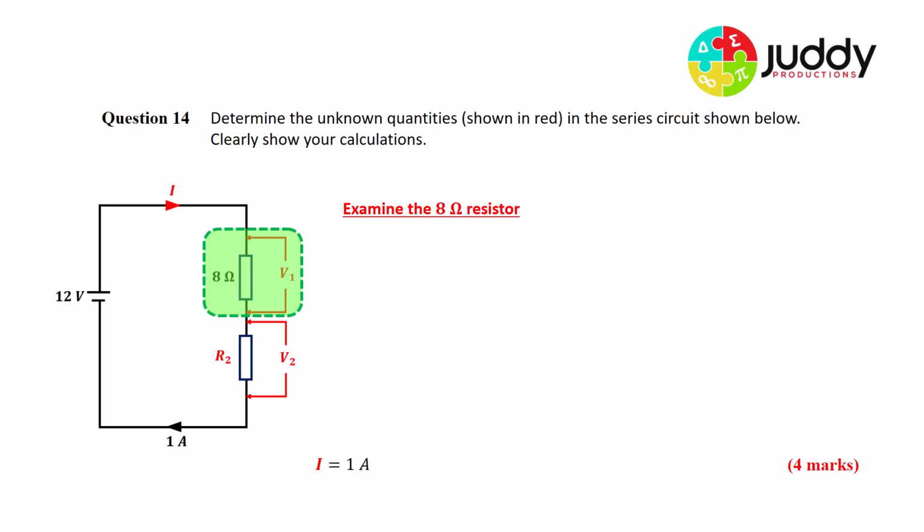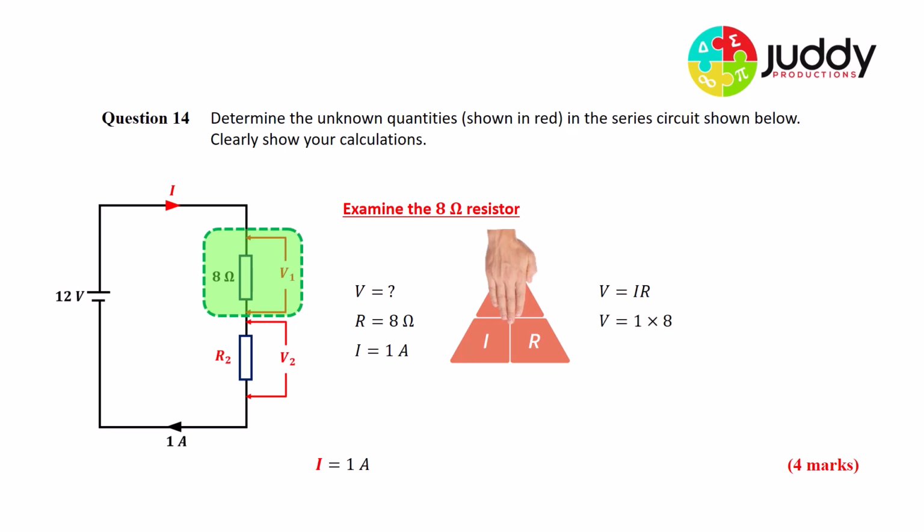Let's look for some more unknown values. Examine the 8 ohm resistor. So I've got that highlighted in green. We're asked to work out what is the voltage across the 8 ohm resistor. We know the resistance is 8 ohms. And we also just stated that the current is 1 amp everywhere in the circuit. So that means there will be 1 amp flowing through the 8 ohm resistor. We've got our R and I and we want to find the V. Let's use our Ohm's law triangle. V is our unknown, so we cover it and we're left with V equals IR. Let's substitute in our values specific to this 8 ohm resistor. The current flowing through it is 1 amp and the resistance we know to be 8 ohms. V equals I times R. That gives me a voltage of 8 volts. So the voltage V1 is 8 volts.